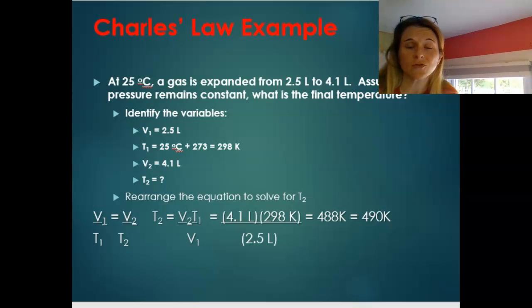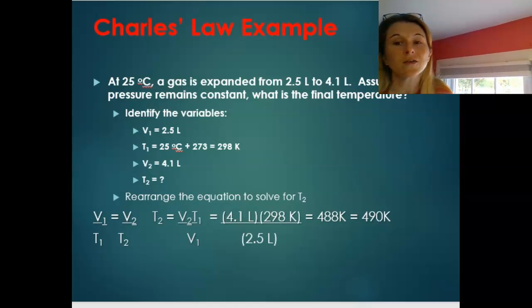All right, we're going to finish off with an example equation here. Just put this in your notes. We will do some practice problems together. At 25 degrees Celsius, a gas is expanded from 2.5 liters to 4.1 liters. So we have the gas expanding, all right? Assuming pressure remains constant, what is the final temperature? Well, we know that these two are directly related. So if the volume is getting bigger, is the temperature going to go up or go down? It's going to go up.